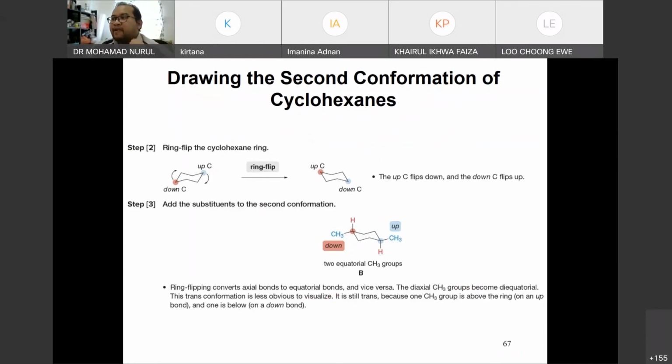Doing a flip is not like this, where you just pull there. In this case, for example, we label this carbon as carbon number 1 and the carbon here as carbon number 4. So carbon number 1 goes down and carbon number 4 goes up. After that, you have to put the substituents. In this one, axial will become equatorial.